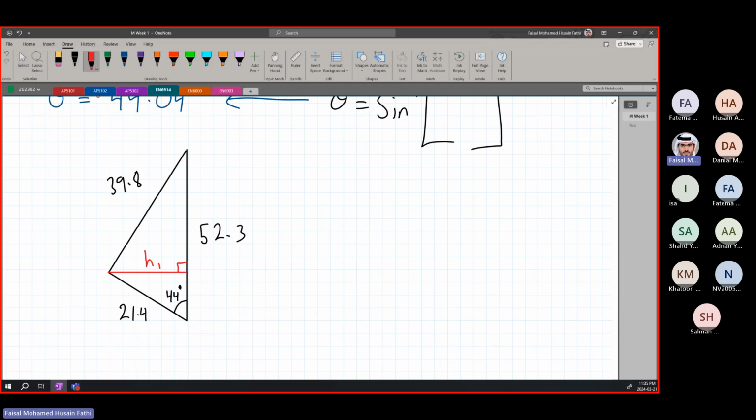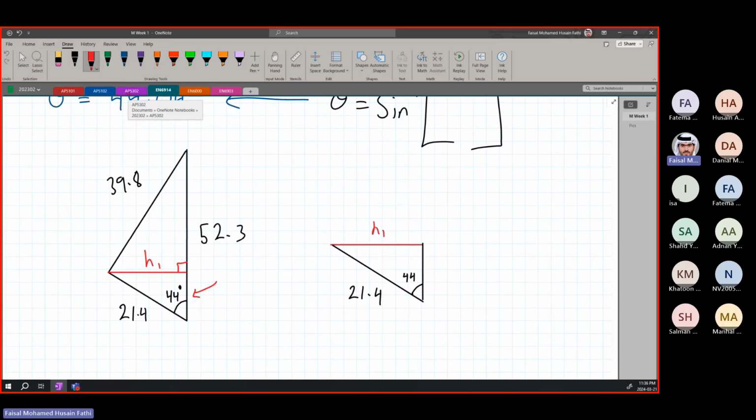We will split this into a smaller triangle. We're going to look at this bottom part only. So if we draw only the bottom triangle, this is what it will look like. So now we have a right triangle. Okay? This is the angle 44, nothing changed. This is 21.4, and this is H1, the height that we are trying to find. And this is a right angle.